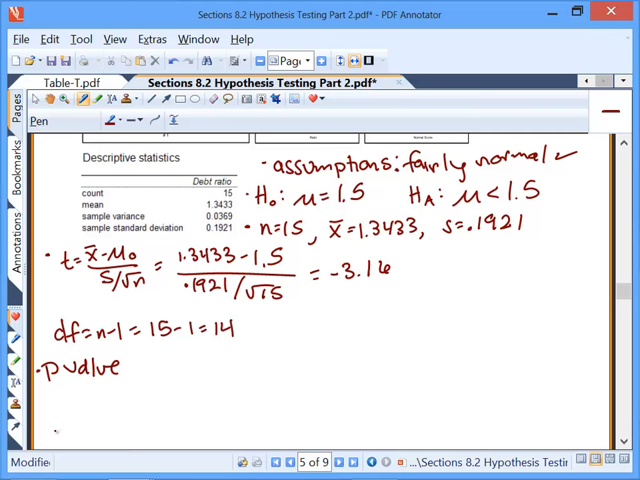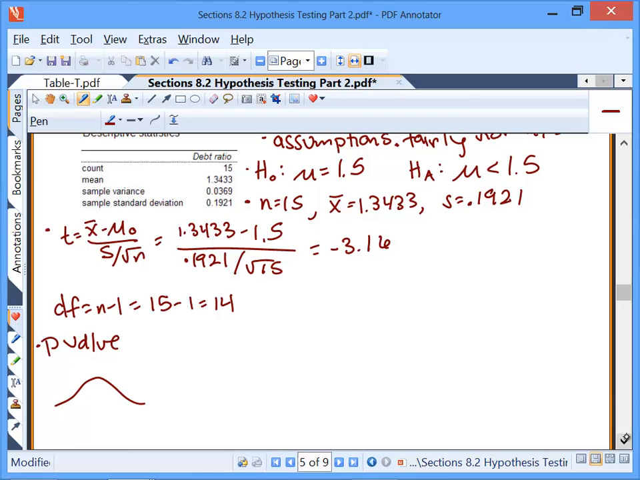You'll need to find the p-value. My test statistic is negative 3.16. Look at the alternative hypothesis: mu is less than 1.5. Which tail was I interested in? I wanted the area in the left tail. So now we have to find the probability that we get a t-test statistic less than negative 3.16.